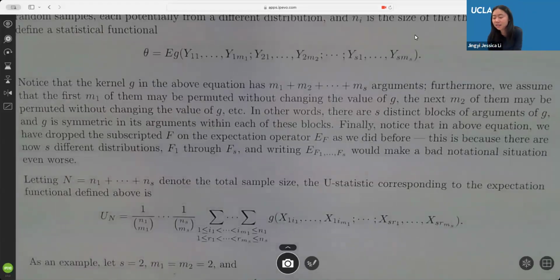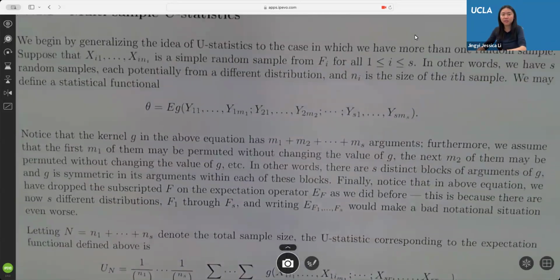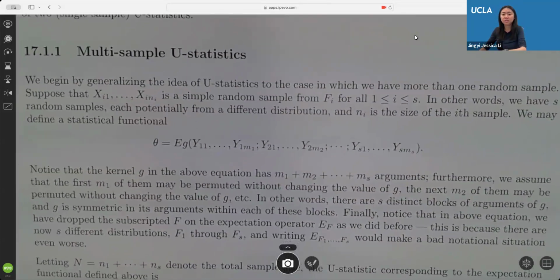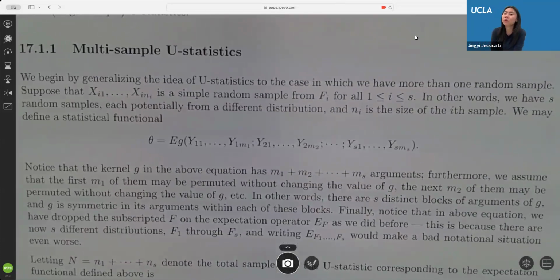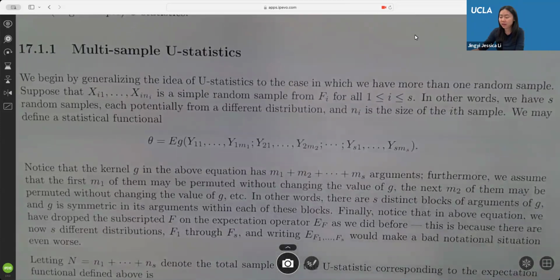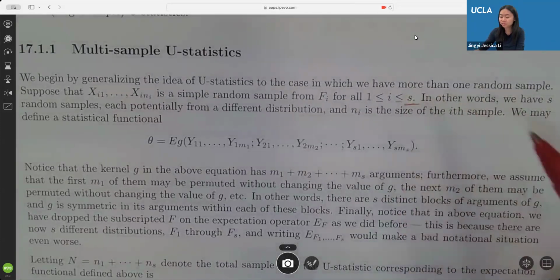All right, let's continue with our new lecture. Last time we talked about the one-sample U statistic, but if your statistic wants to compare multiple samples, then this is the more general case. Essentially, we are in the case of having S samples.